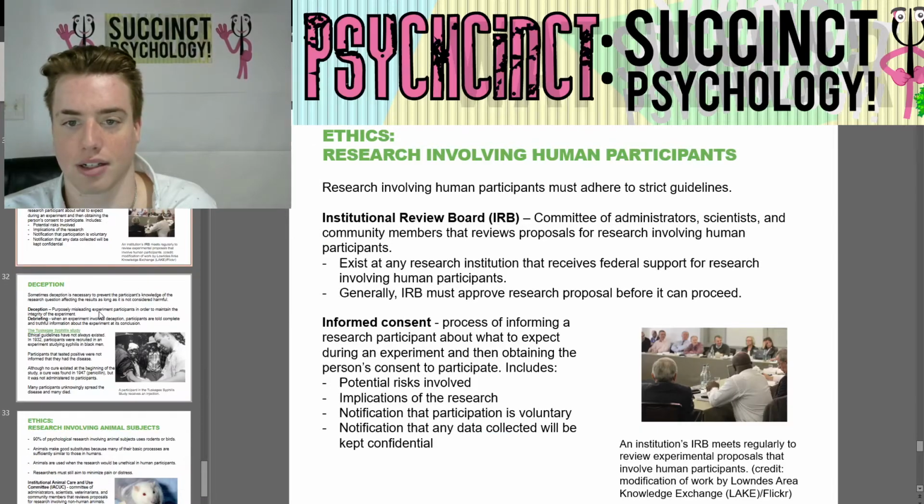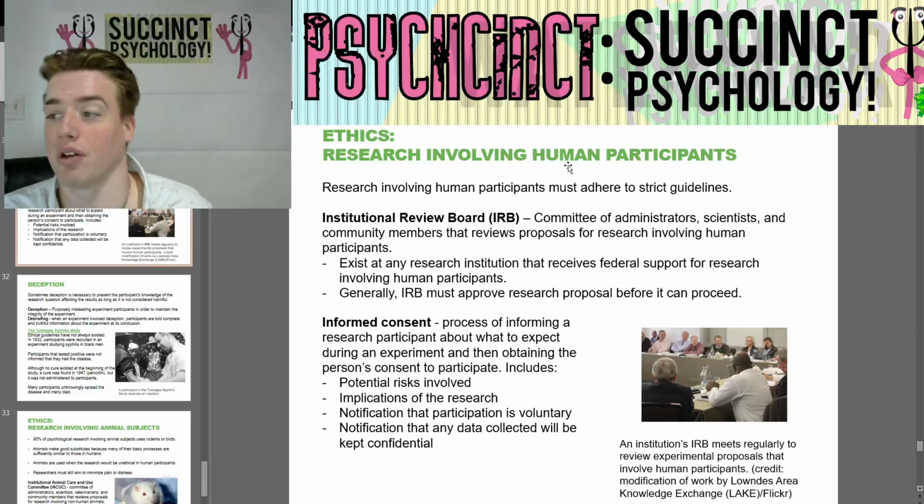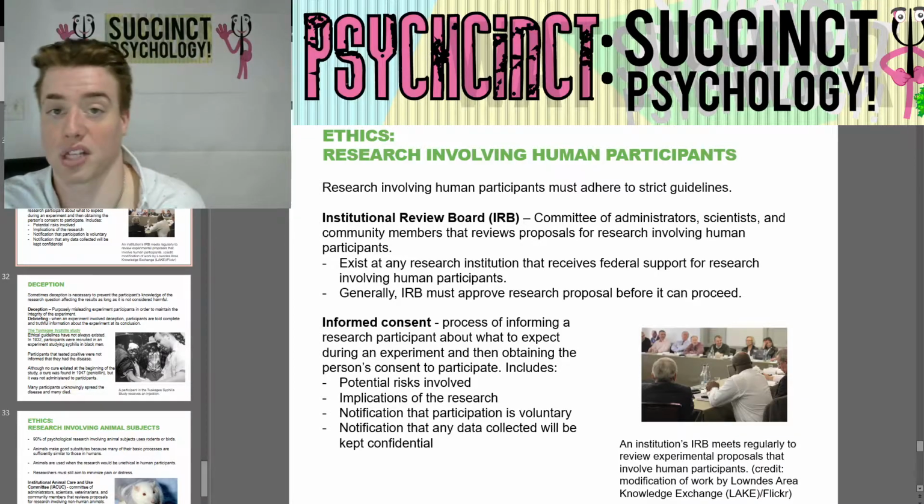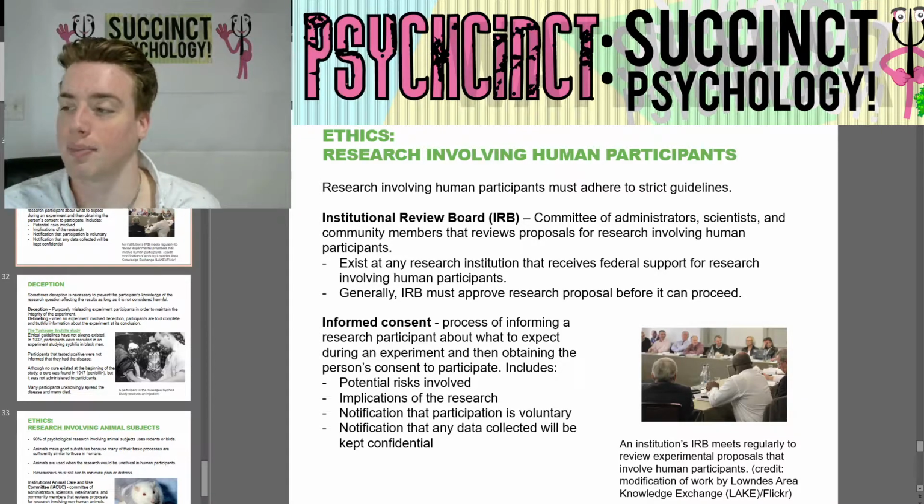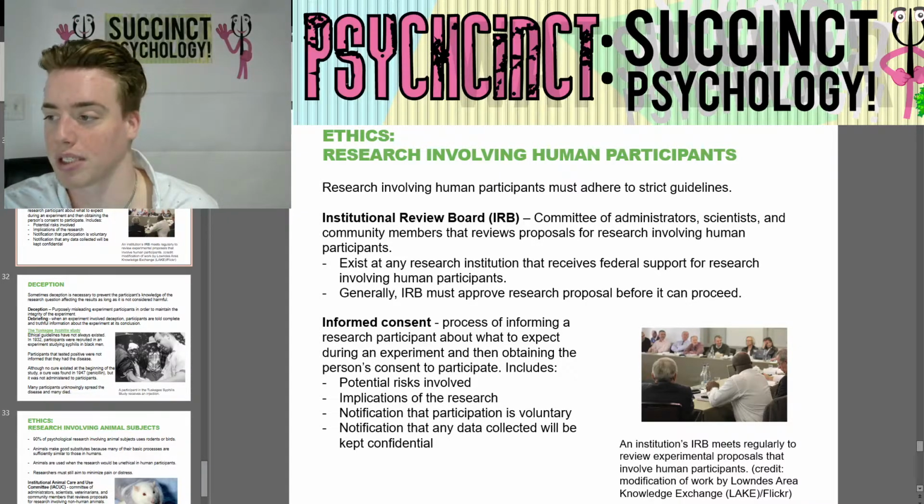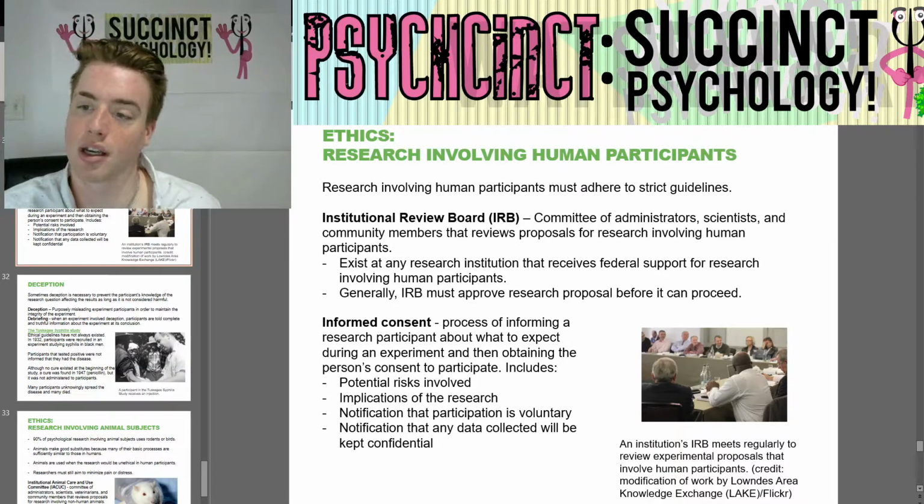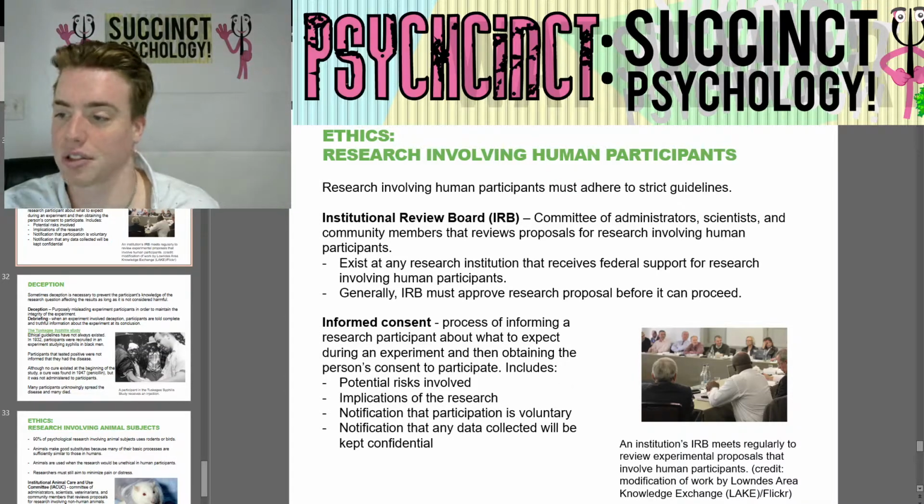Next, we have ethics. Research involving human participants must adhere to strict guidelines. For that, we have the Institutional Review Board, or the IRB, which is a committee of administrators, scientists, and community members that reviews proposals for research involving human participants. They exist at any research institution that receives federal support for research involving human participants. Generally, the IRB must approve a research proposal before it can proceed.